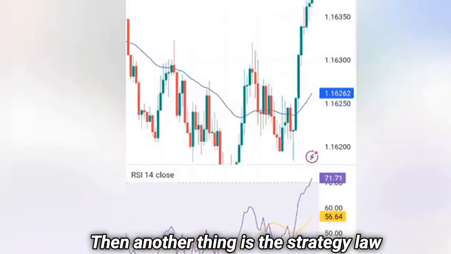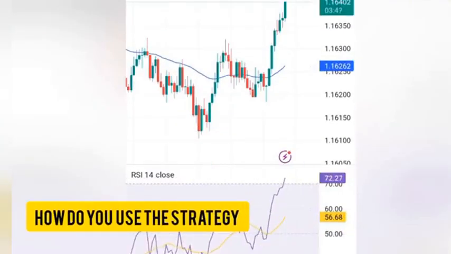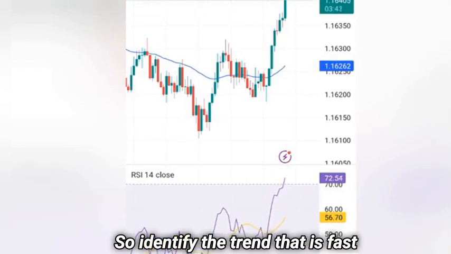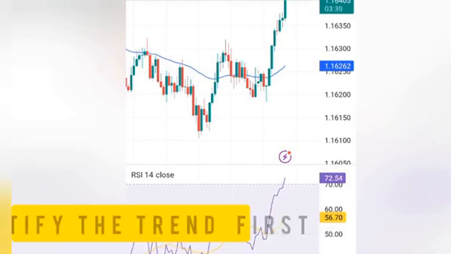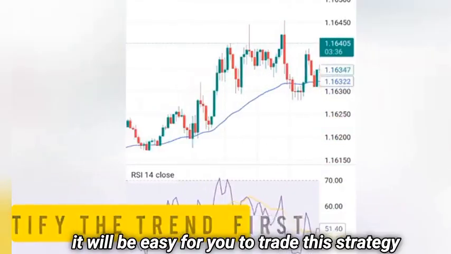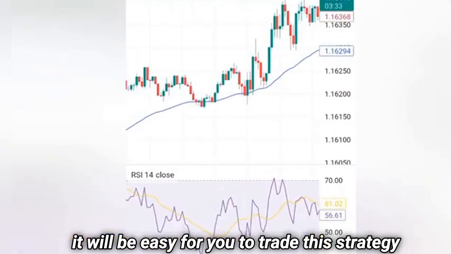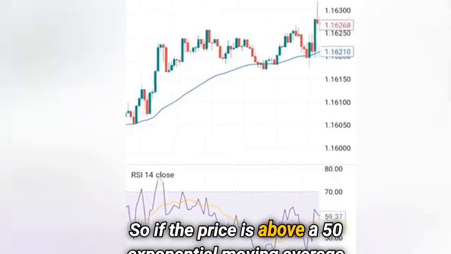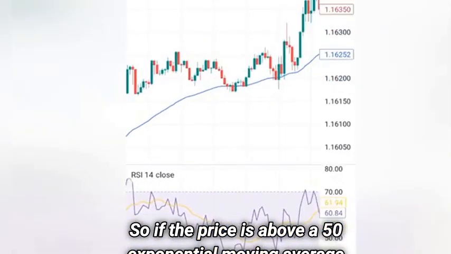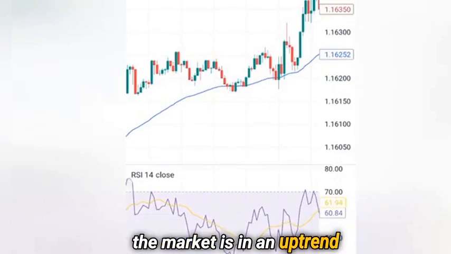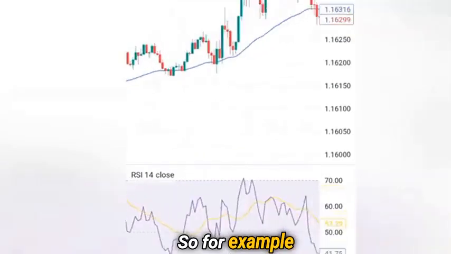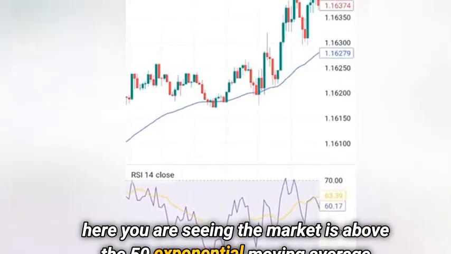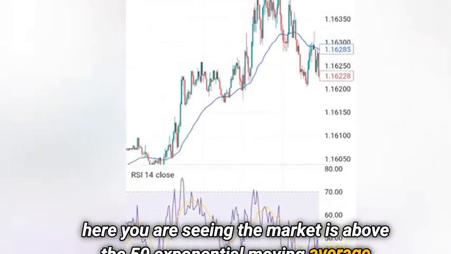Then another thing is the strategy rules. How do you use this strategy? First, identify the trend. When you know the trend, it will be easy for you to trade this strategy. If the price is above the 50 exponential moving average, the market is in an uptrend. For example, here you are seeing the market is above the 50 exponential moving average. You can see it there.